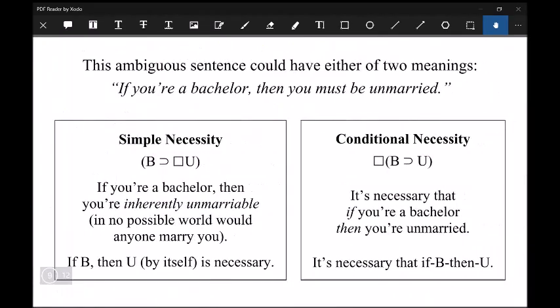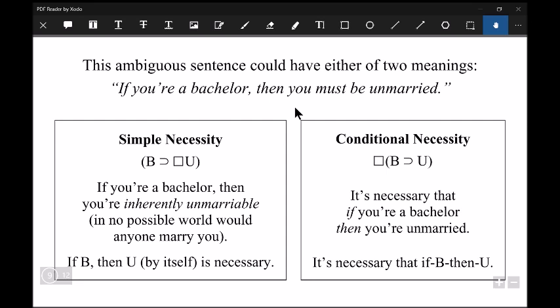I don't know about Chinese. I'm just learning about Chinese. But since my logic book is going into Chinese, the translators will have to talk about that, actually. Is this ambiguous? Okay. Suppose you say, if you're a bachelor, then you must be unmarried.